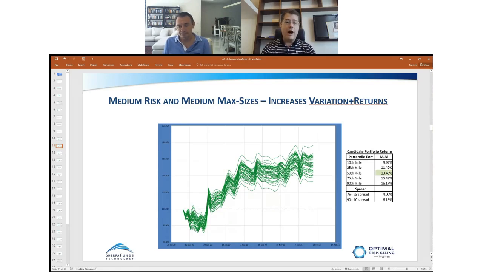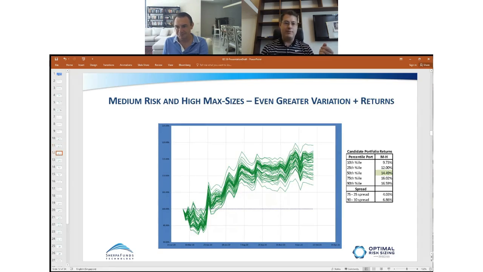Yeah, no, absolutely. But the question then, of course, is how far can you push it, right? And so if we change this and we go from the medium risk and the high maximum size, we can see that we increase the spread even further and we increase the median even further. So by seeking more risk, by allowing more variation, by allowing larger positions, we're able to capture more of the alpha in the ideas. But the trade-off there is that you have a wider range of outcomes depending on how you construct the portfolio.